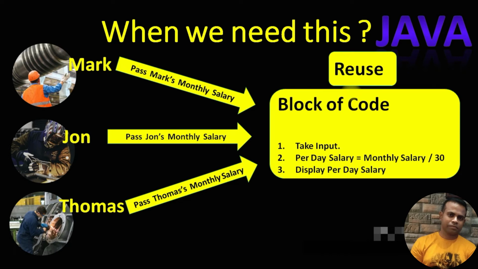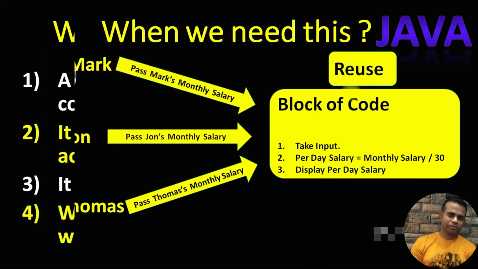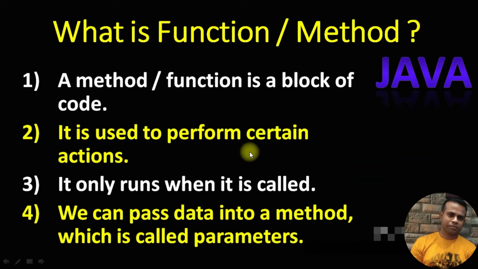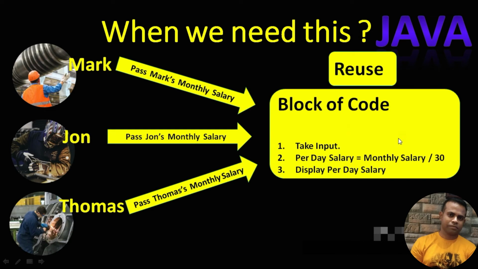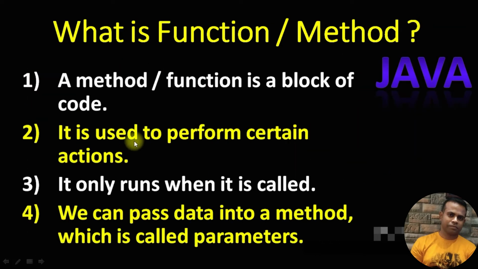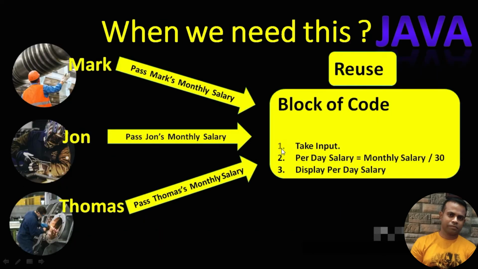Now if you understand this why and when, then it is easy for you to understand what is actually a method or function in Java. So this is basically the definition of method or function in Java. A method or function is a block of code. We are doing the same thing: this is a block of code where we are performing some task, that is taking input, then calculating the per day salary and displaying the salary. Second, it is used to perform certain actions. Yes, we are doing some actions to calculate the per day salary, right?